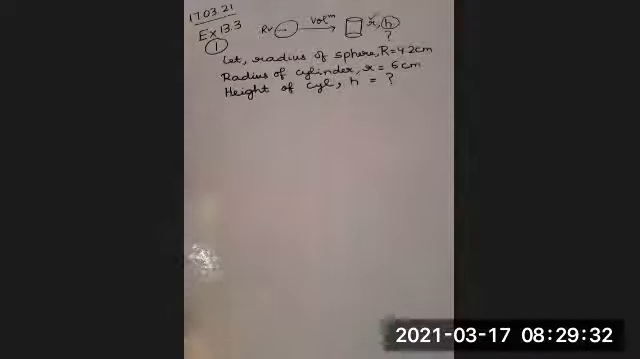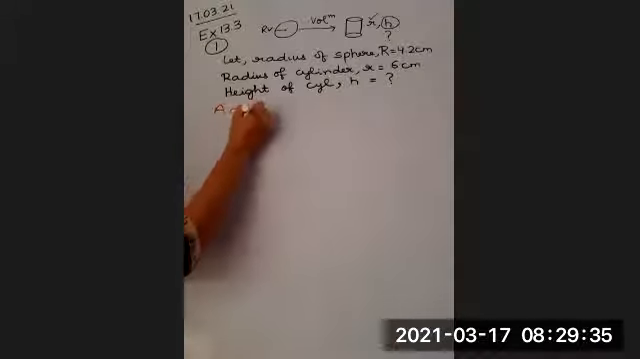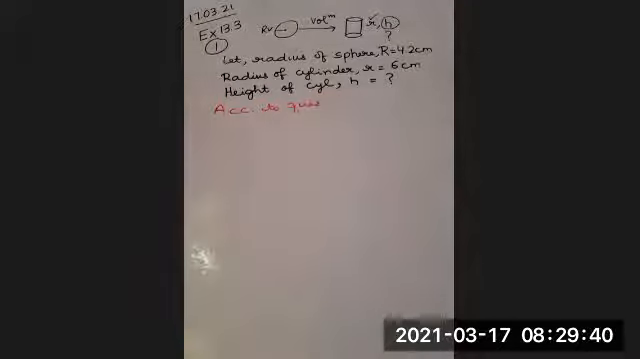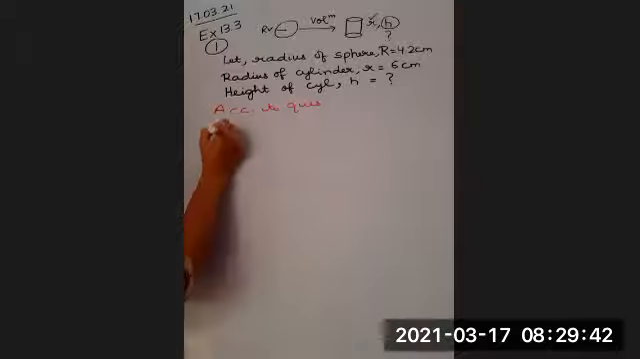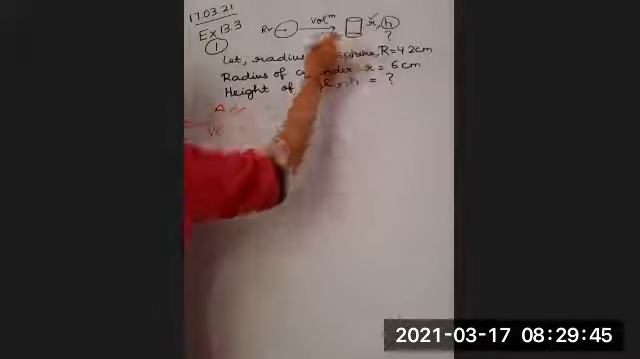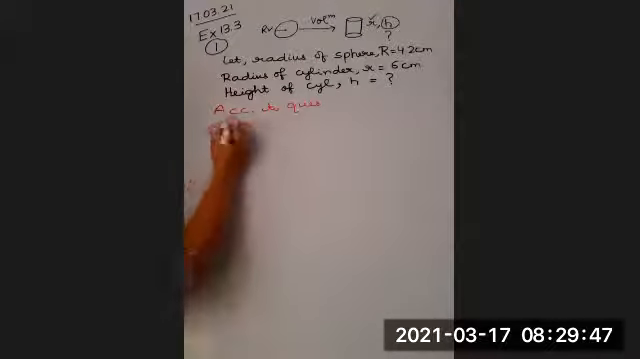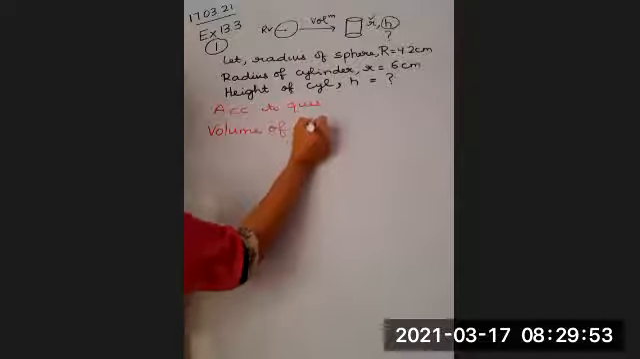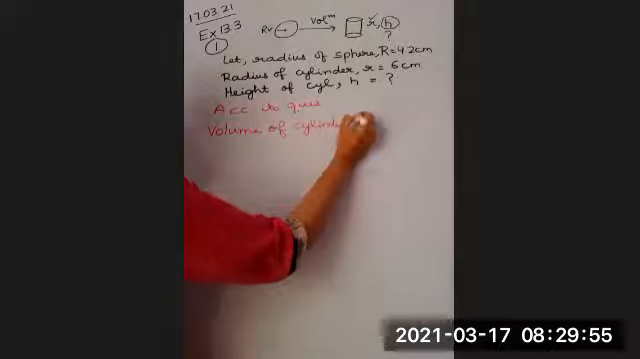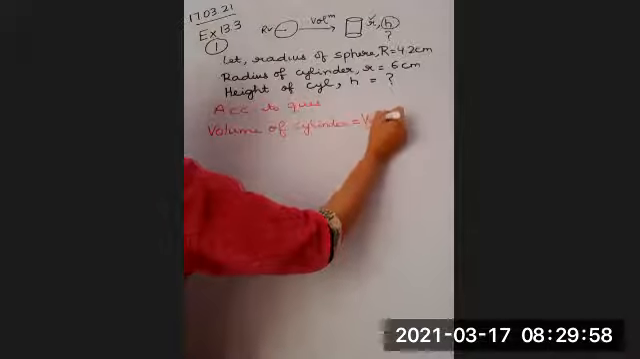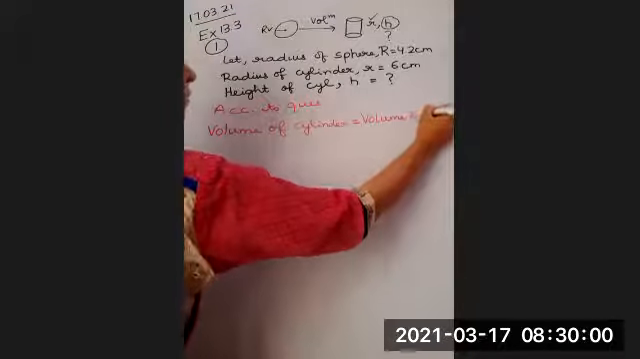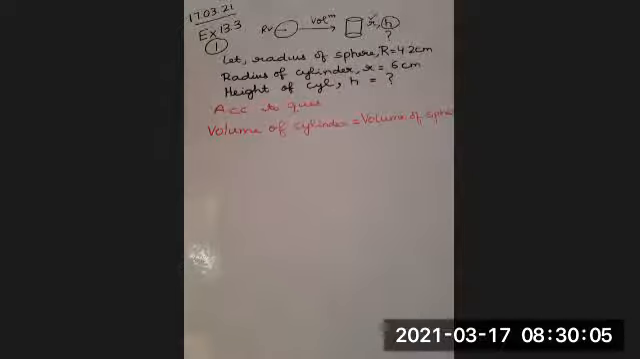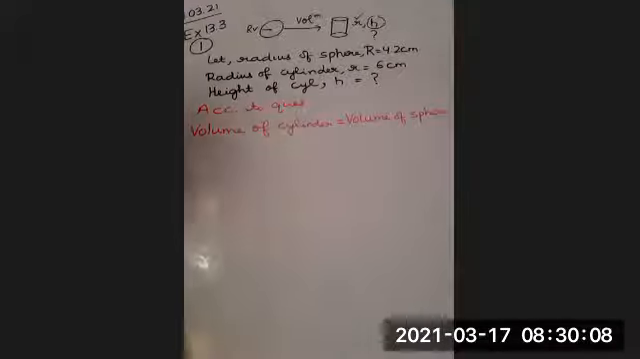Then we will be writing according to question. According to question, what do we have? As I said, cylinder has unknown, so we will write volume of cylinder on the left side. According to question, volume of cylinder is equal to volume of sphere.